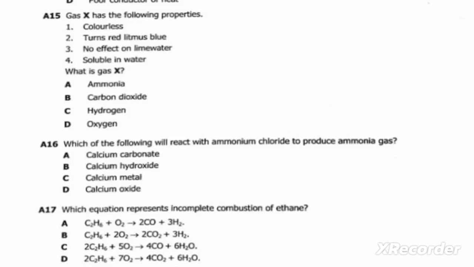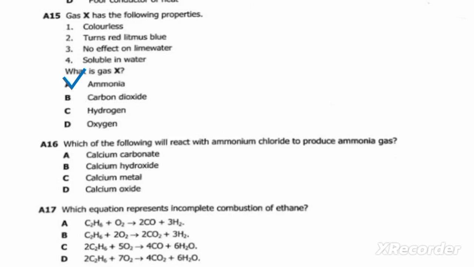What is gas X? So gas X, we are told that gas X is colorless. Then gas X can turn red litmus paper blue. So the one with these properties is ammonia. We shift to the next question.